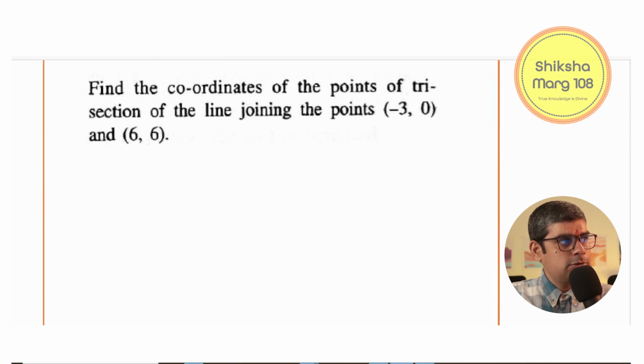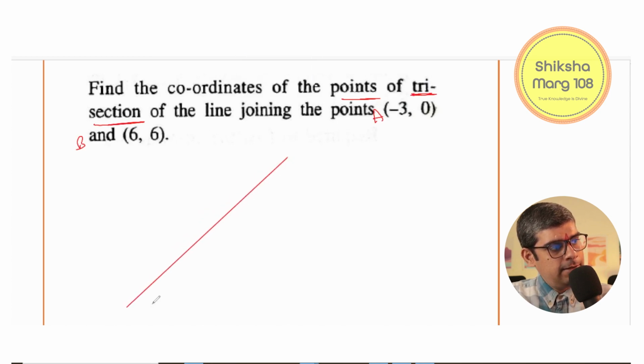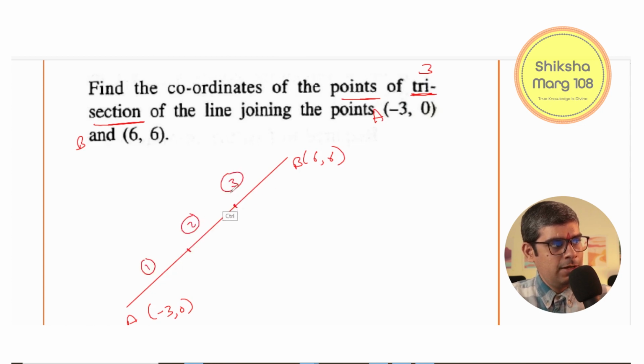Find the coordinates of the points of trisection of the line joining the points. Let's call this A, let's call this B. So let's make the line segment AB. That's A, which is -3, 0. B is 6, 6. Now they're asking us to find the coordinates of the points of trisection. Trisection, three sections. So 3 equal sections. So that's basically something like 1 and 2, so that you got 3 sections over here. This is section 1, section 2, section 3. Let's call the points P and Q.